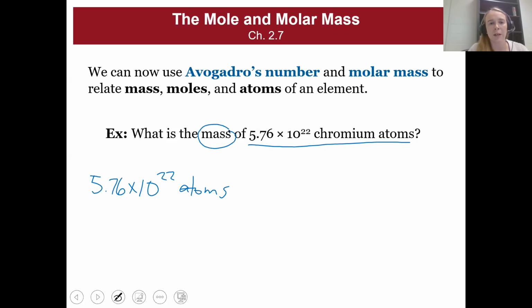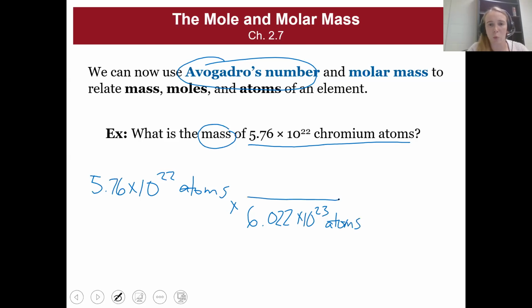So first, I'm going to go to moles so that I can find the mass in grams and not atomic mass units, because grams are a realistic, practical mass that you can measure in the lab. Atomic mass units are not. So I'm going to convert to moles first, and you convert to moles using Avogadro's number. So that is 6.022 times 10 to the 23rd atoms in 1 mole.